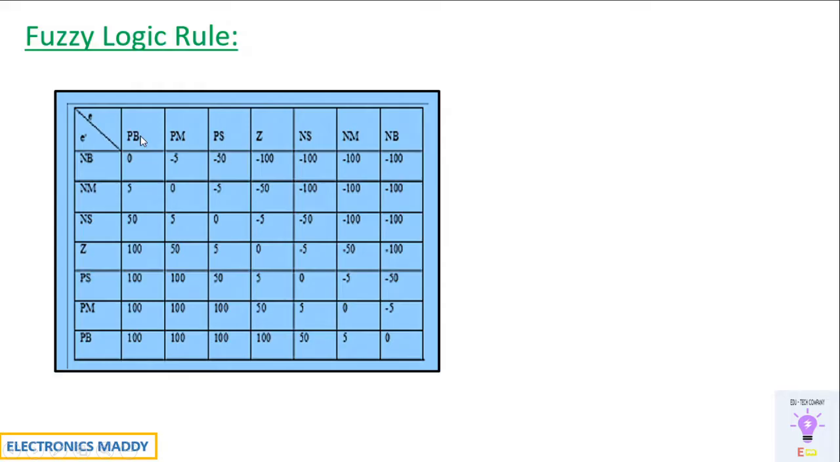So PB stands for positive big, PM stands for positive medium, PS stands for positive small, Z stands for zero, NS stands for negative small, NM for negative medium, and NB for negative big. The same holds good over here as well. So whenever there is an actual value of error and change in error with respect to these values, if there is positive big and negative big changes, then consequently the output should be equal to 0. These are the duty ratios that are defined over here.